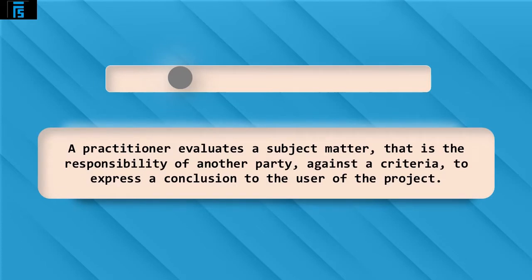To define assurance, we are given the following. A practitioner evaluates a subject matter that is the responsibility of another party against a criteria to express a conclusion to the user of the subject. To help remember this definition, we will highlight the key words: practitioner, subject matter, responsible party, conclusion, and user.